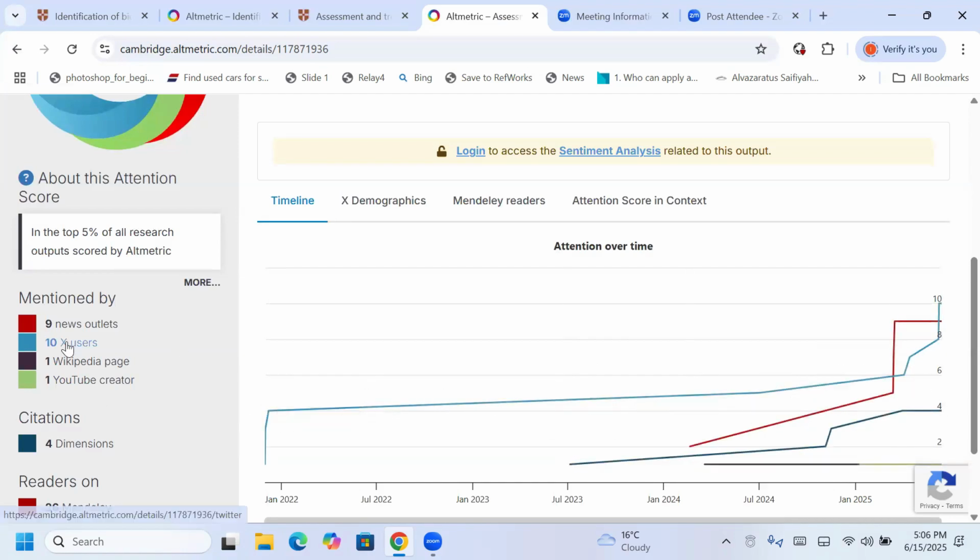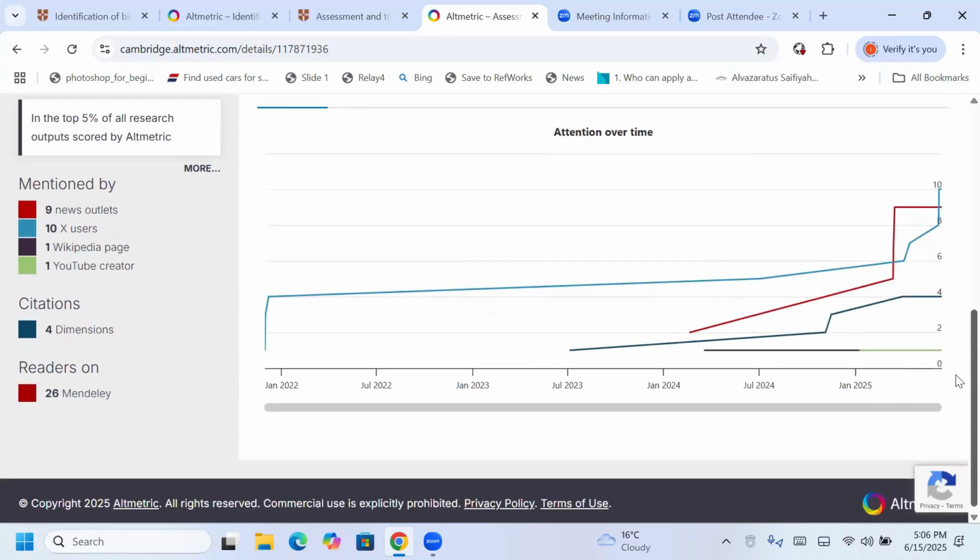Now that is the Twitter, or the previously called Twitter and current X users. This was also mentioned on Wikipedia. This was also used by a YouTube creator, that's me. And if you look at the Mendeley data here, so 26 Mendeley readers or users have used this article for their work.